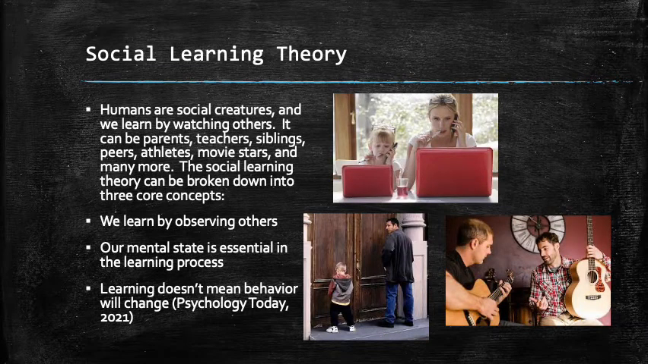Another big concept of learning is the social learning theory. Humans are social creatures, and we learn by watching others. It can be parents, teachers, siblings, peers, athletes, movie stars, and many more. The social learning theory can be broken down into 3 core concepts. We learn by observing others, our mental state is essential in the learning process, and learning doesn't mean behavior will change. Albert Bandura popularized the social learning theory with his ideas of self-efficacy, observational learning, and reciprocal determinism.